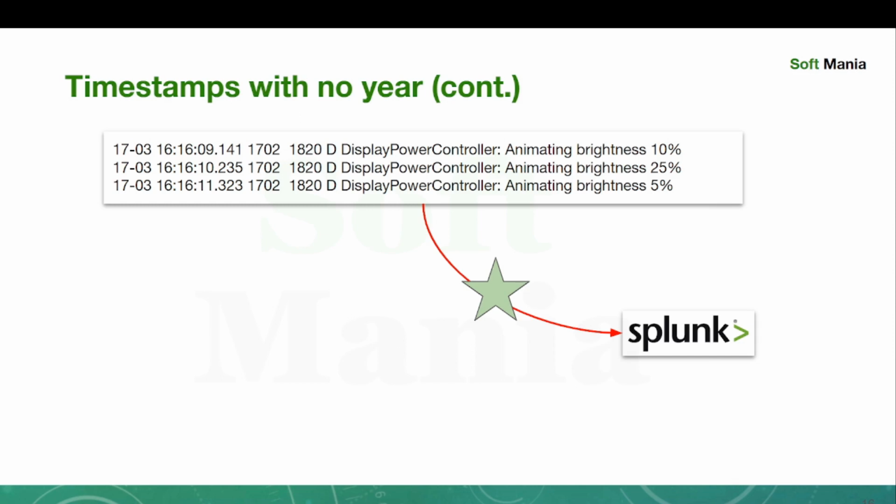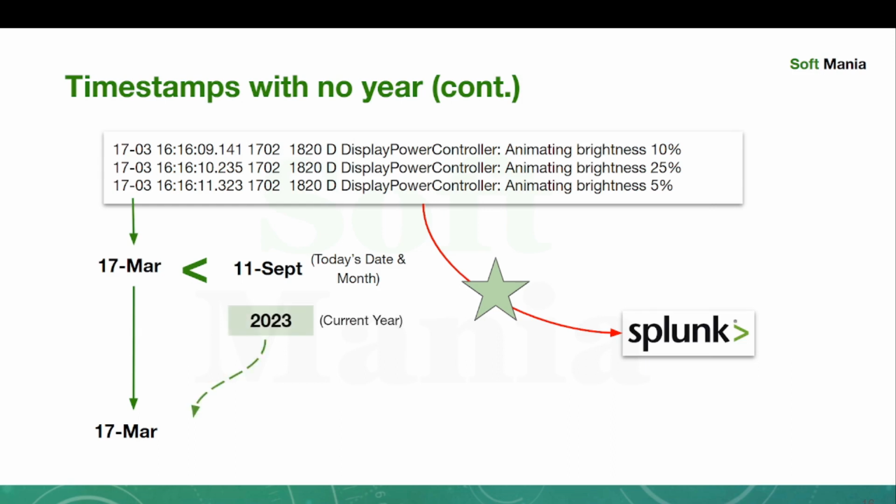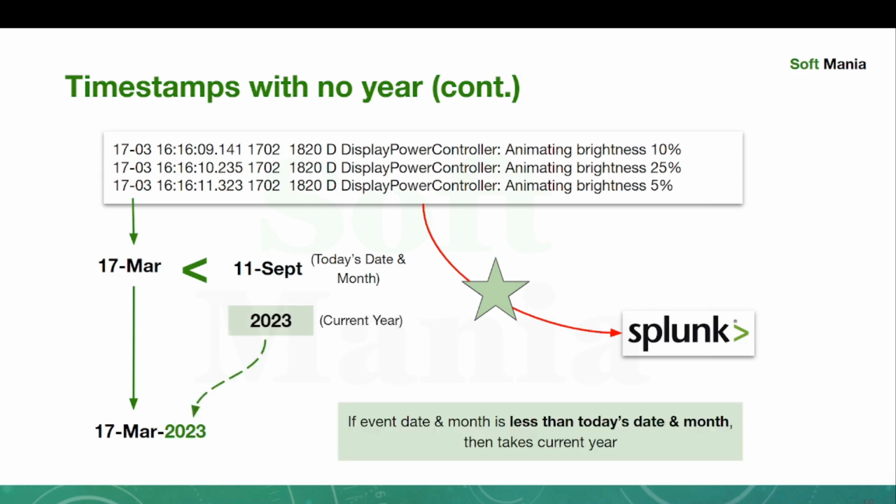Let's understand the first logic. In this data, we have a date and month, 17th March, so Splunk keeps them as it is. Then it takes today's date and month, 11th September. This video was recorded on 11th September, so please don't confuse this. Splunk compares today's date with the event date and finds the event date is lesser than today's date. So, Splunk will consider the current year and assign it to the timestamp. In short, if the event date and month is less than today's date and month, Splunk takes the current year.